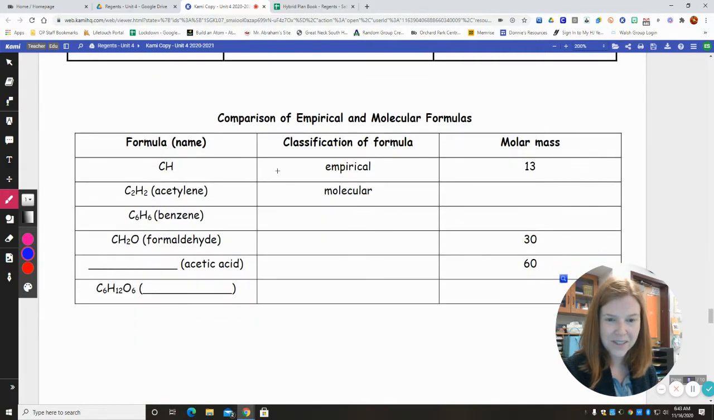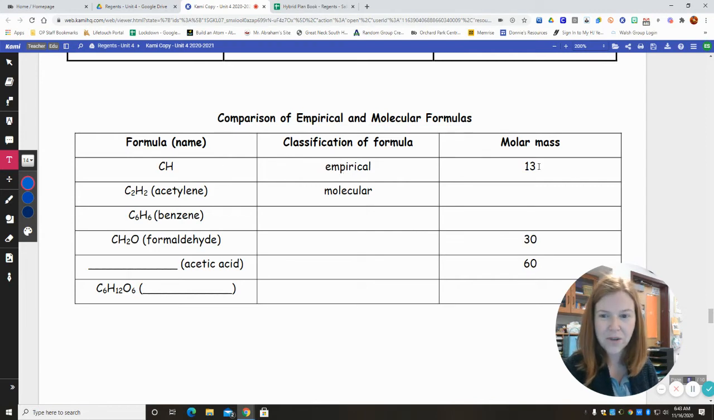So some comparisons. How are you going to recognize if something is an empirical formula? It's in the most reduced form. You can't reduce it any further. So like CH, it's a 1-to-1 ratio. That ratio can't be reduced. It's empirical. This would have a molar mass of 13, right? Carbon is 12.0, hydrogen is 1.0.